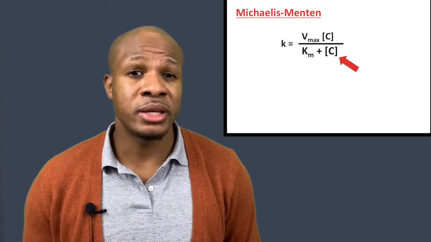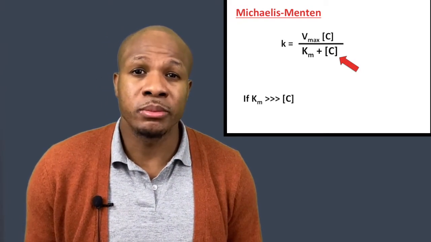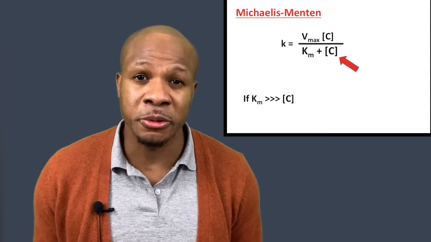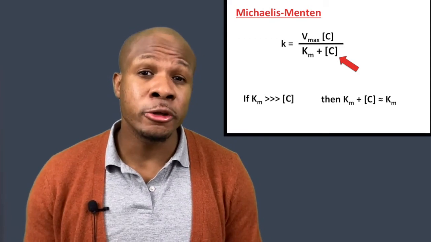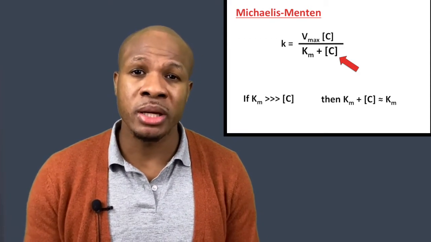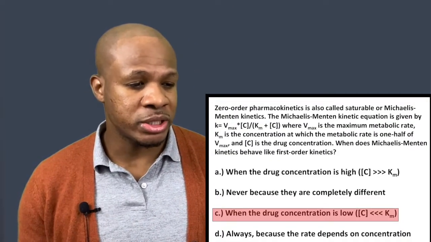If Km is a big number and C is a very small number, then we can basically pretend that C is 0 and just have the denominator be Km instead of Km plus C. And under those conditions, this equation would become first order. So the correct answer would be answer choice C, when the drug concentration is low.